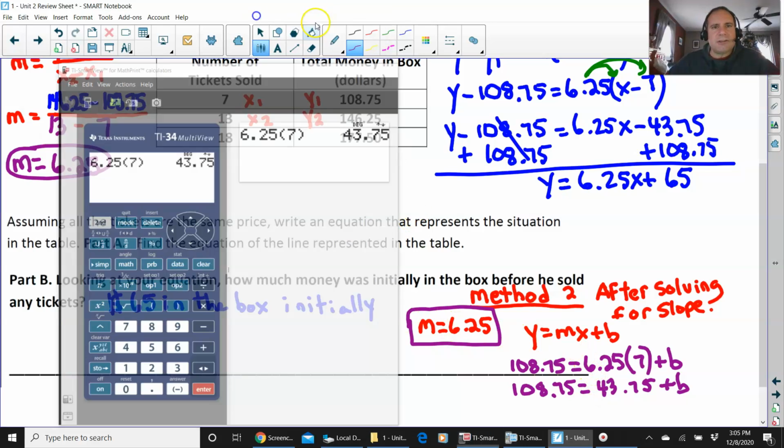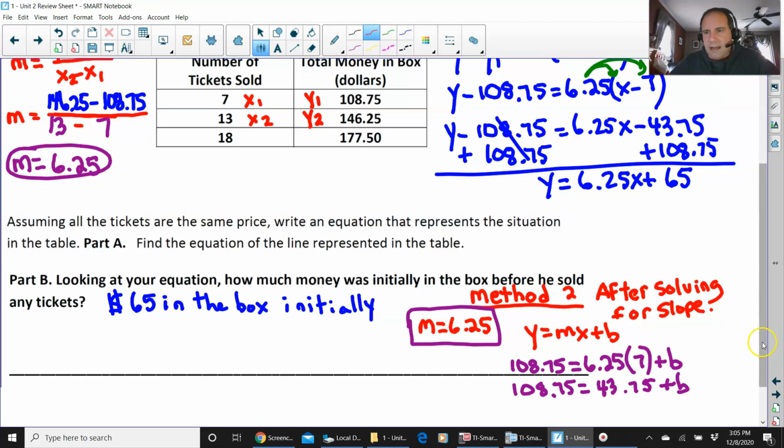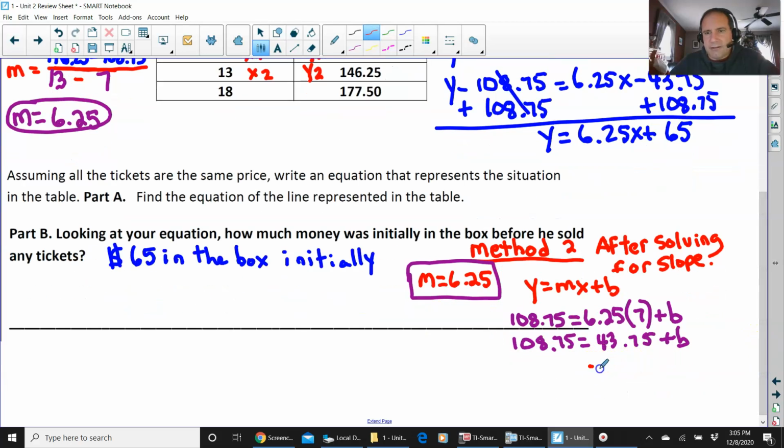So let me just go ahead and do that. I'm going to minus 43.75 from both sides. And guess what I get? 108.75 minus 43.75, I get 65 equals b. b equals 65. This is the second method that I was talking about.